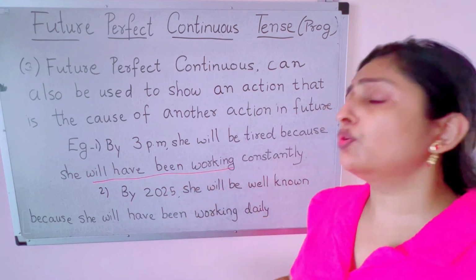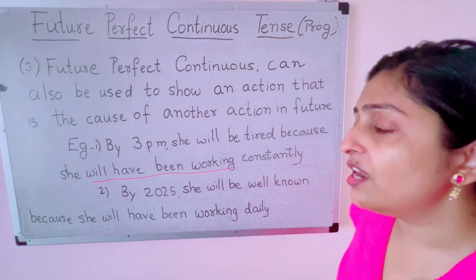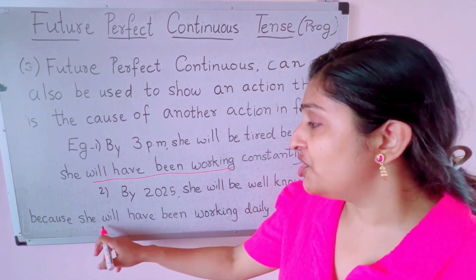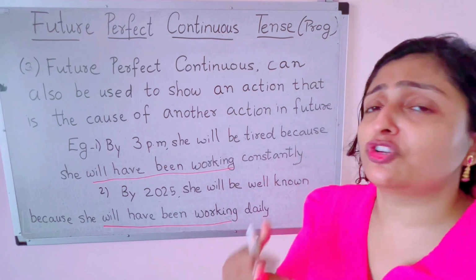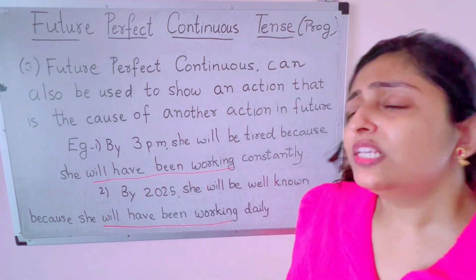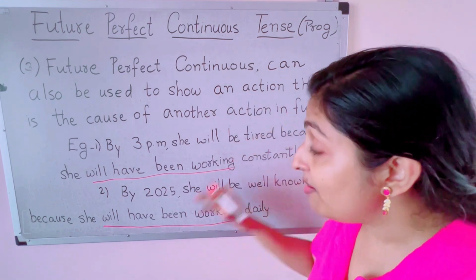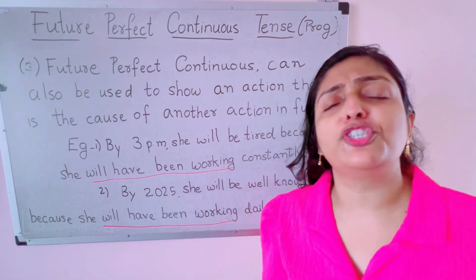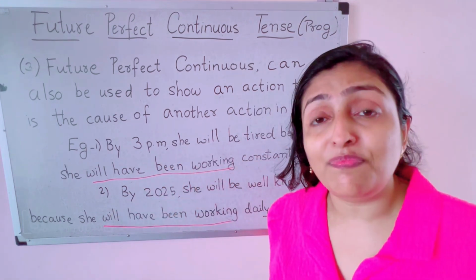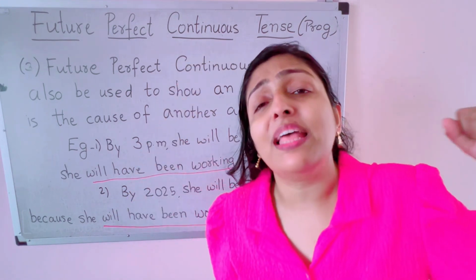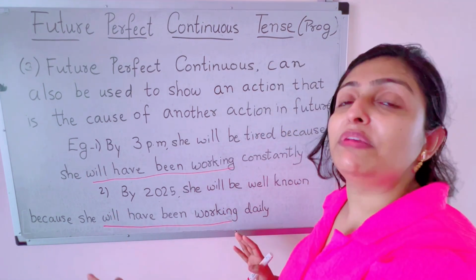Next is by 2025, she will be all over well known because she will have been working daily. She will have been playing, she'll have been cooking, she'll have been teaching. So by 2025, she'll be well known because the emphasis is again on the duration of time, because only duration of time can show the impact and the punch on the dedication or commitment she is doing.